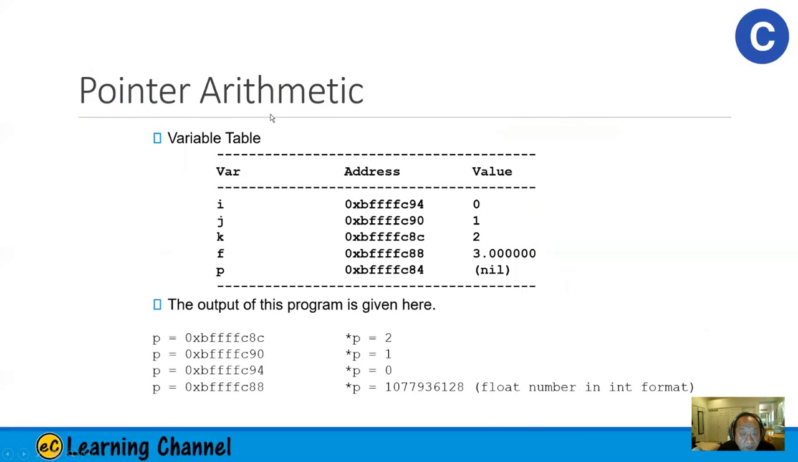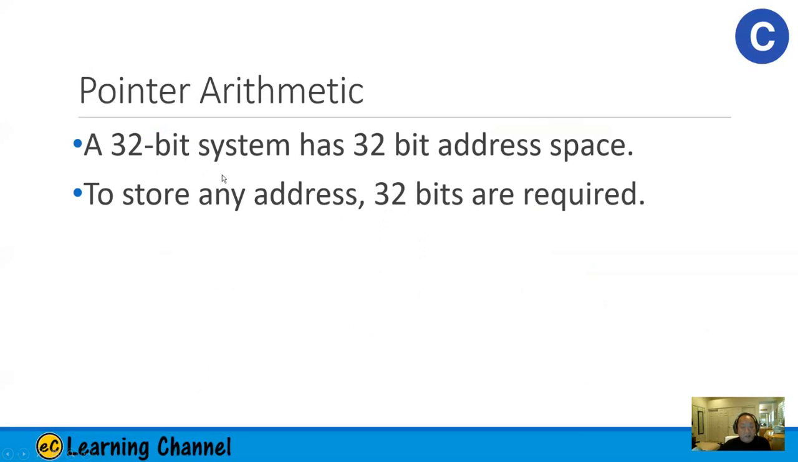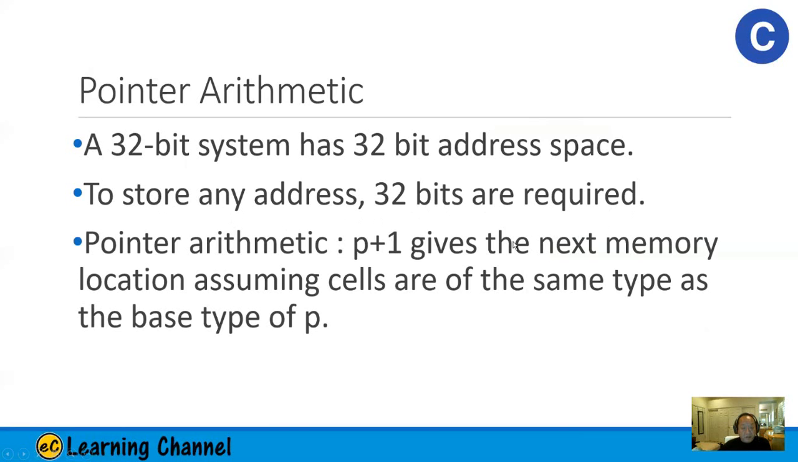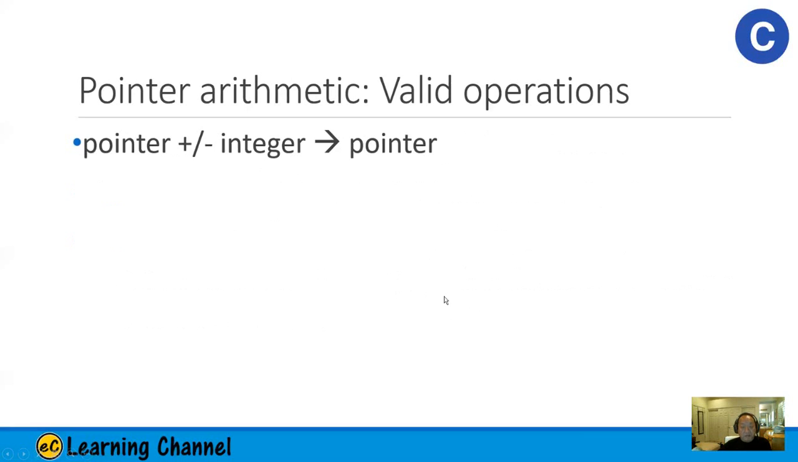Pointer arithmetic, so you can do plus and minus, but be careful. If it is out of your array range, then sometimes it will not work. A 32-bit system has a 32-bit address space. To store any address, 32 bits are required. Pointer arithmetic plus 1 gives you the next memory location of your type, not the next byte.